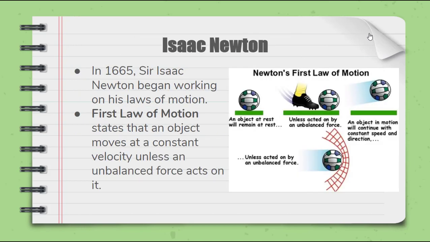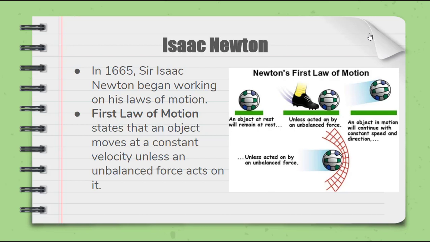Let's go ahead and start by talking a little bit about Isaac Newton now. In 1665, Sir Isaac Newton began working on his laws of motion, and he came up with 3 of them. And they're pretty straightforward. If you think about how objects move, then you can probably figure out exactly what these laws of motion might pertain to.